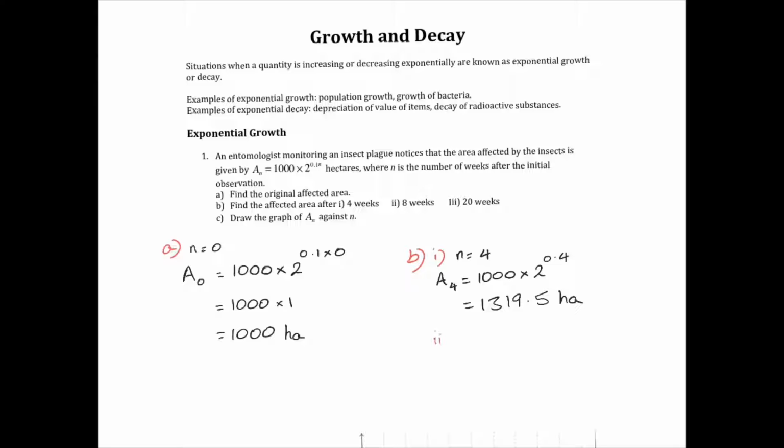For part 2, this time n is 8. A(8) equals 1,000 times 2 to the 0.8, which is 1,741 hectares.